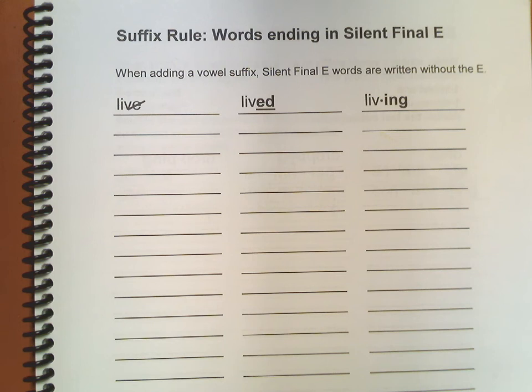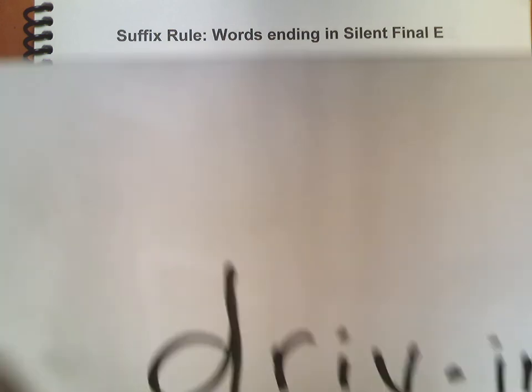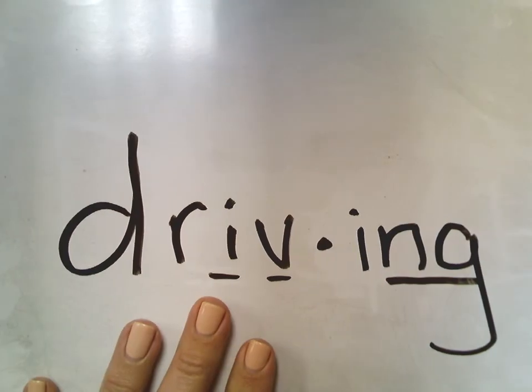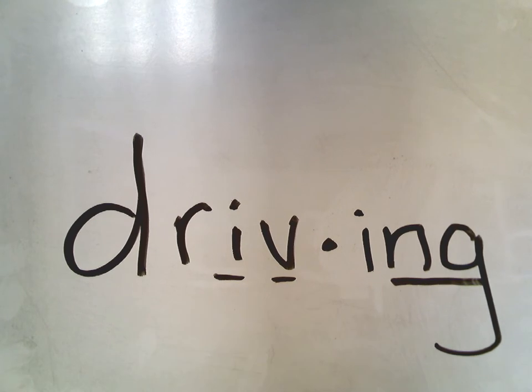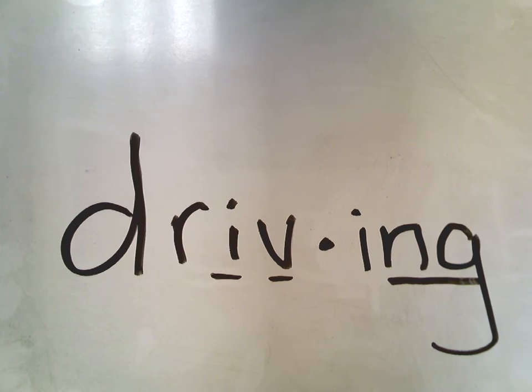Driving. So again, our first syllable is going to be drive, but what happens to that silent final E? Good, we're going to drop it. And then we're going to add our vowel suffix, ing. Go ahead and write driving. Say the sounds till you write them, and then mark it. All right. So again, our first syllable is just the same as in our last word. It's just our base word drive with that silent final E dropped. And then we went ahead and added ing.